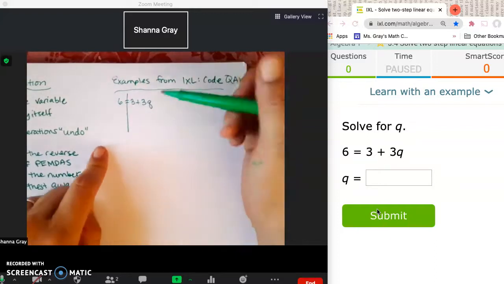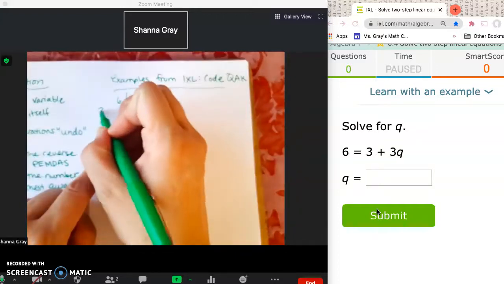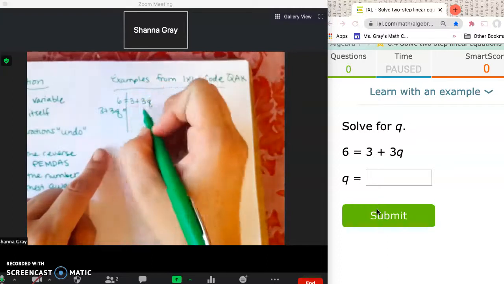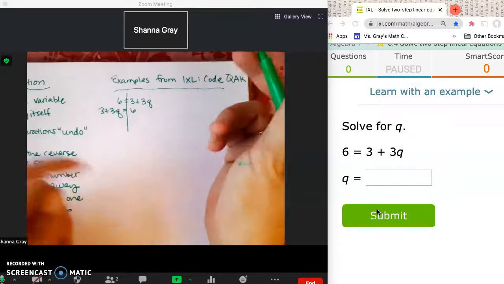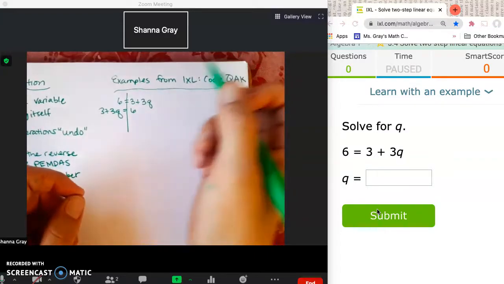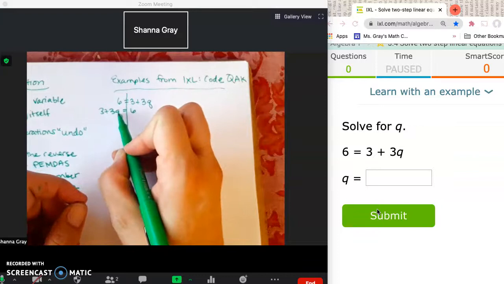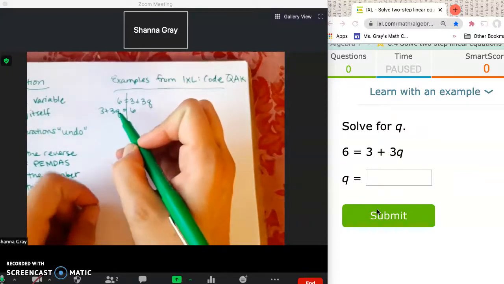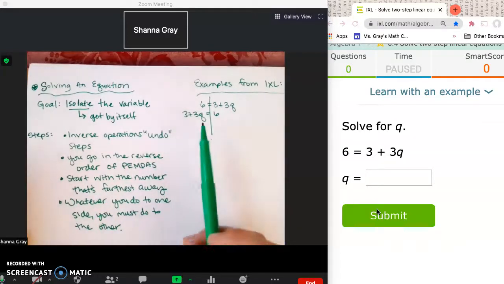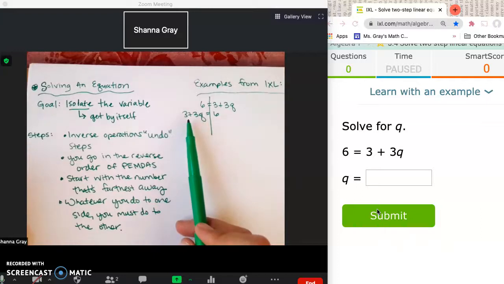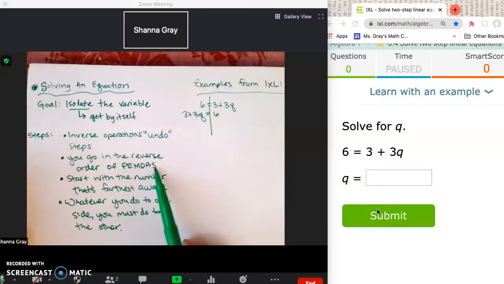Some students don't like the idea that this is written backwards, so sometimes kids like to rewrite it so that they flip the two sides around. Then really what you're trying to do is get this Q alone. So what I said about starting with the number that's farthest away, or thinking of this as multiplication and addition, you'd go backwards through it. So addition would come first, so you get rid of the addition and then get rid of the multiplication.